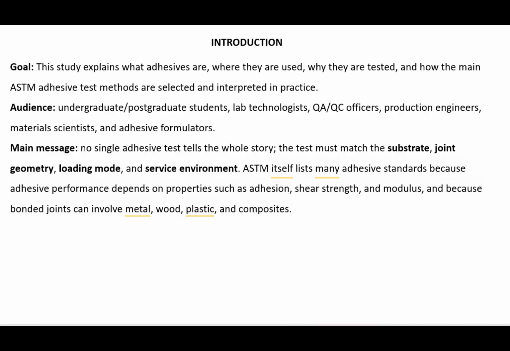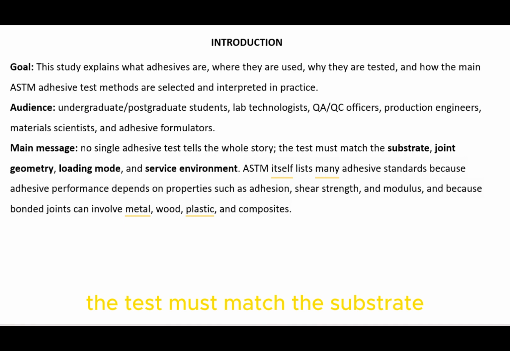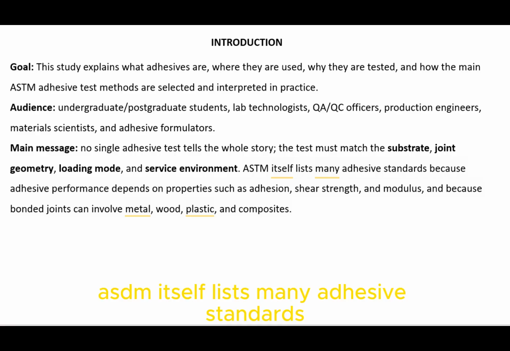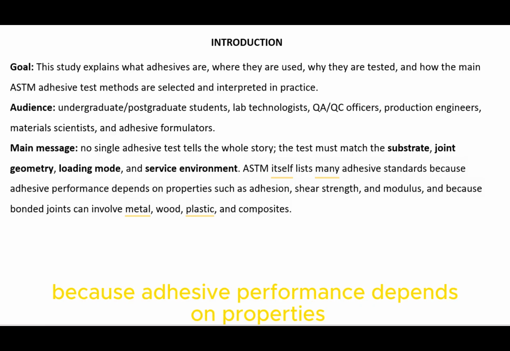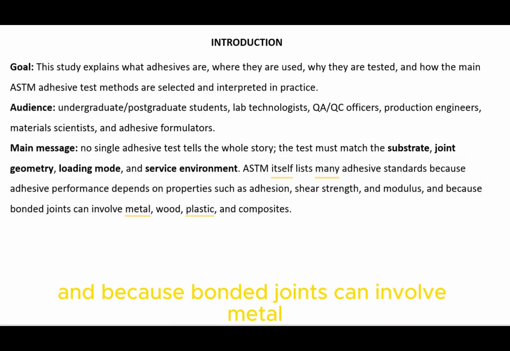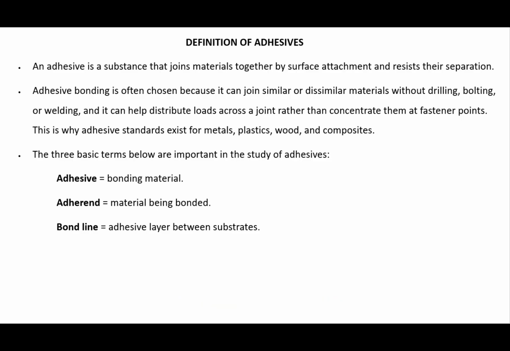Main message: no single adhesive test tells the whole story. The test must match the substrate, joint geometry, loading mode, and service environment. ASTM itself lists many adhesive standards because adhesive performance depends on properties such as adhesion, shear strength, and modulus, and because bonded joints can involve metal, wood, plastic, and composites.